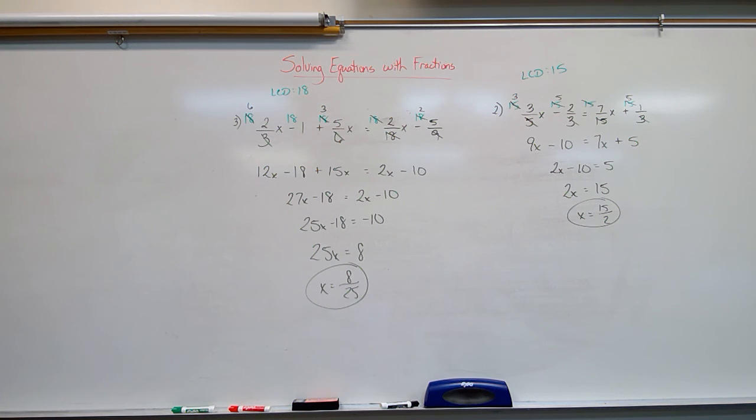See, if we can eliminate the fractions, we can get an equation back to looking like what we've done before. And we're going to eliminate them by using that common denominator to multiply each term by, to eliminate those fractions.